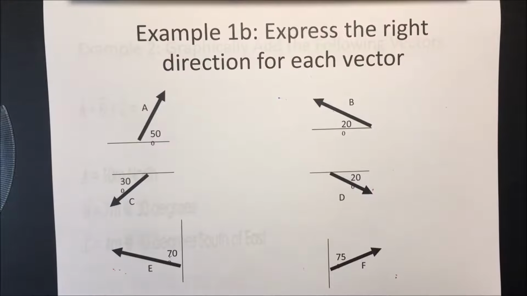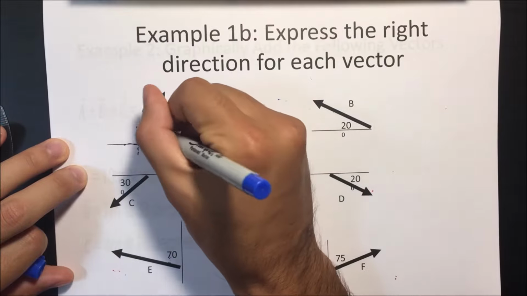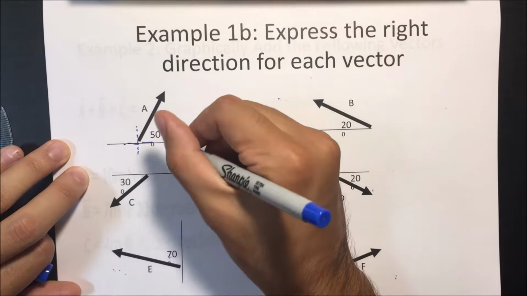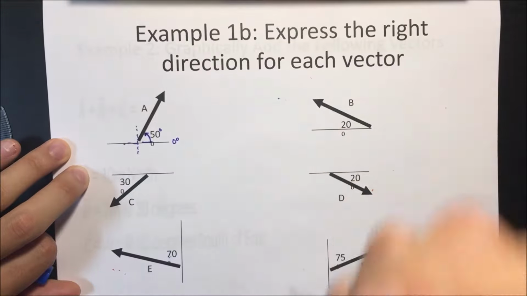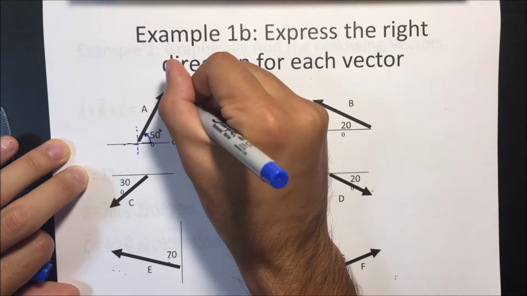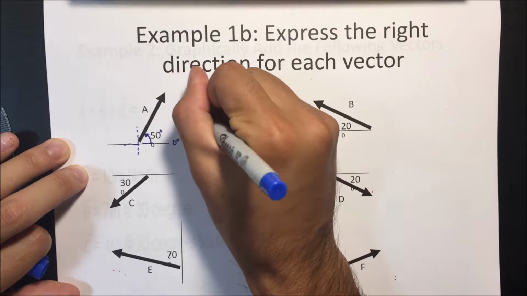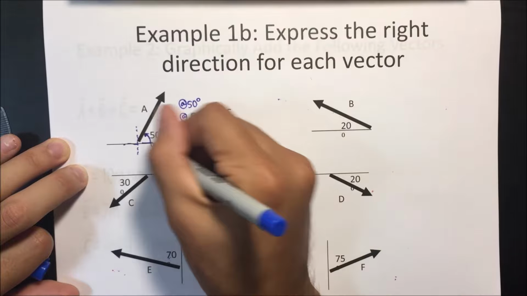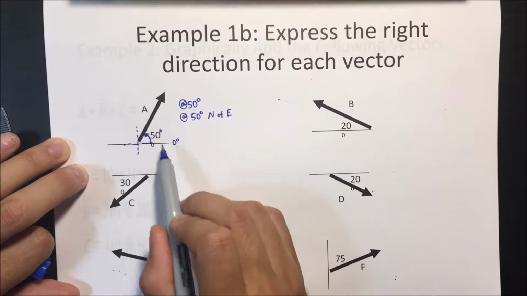So we see this vector here, and we want to just express the right direction. So maybe something that will help us out is if we put this cross here, like this, and then we have this 50 degrees. How we could express this is always starting at 0 degrees here. So if this is going up like this, 50 degrees, we could just call this at 50 degrees. Another way we could say is at 50 degrees north of east. Because this side is east and we're going north 50 degrees from east.